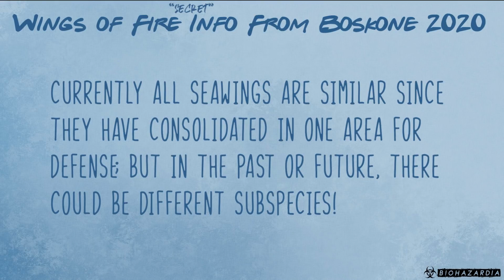For example, deep-sea sea wings could be darker in color, and sea wings living in tropical areas near coral reefs would be brighter. Tui really loved the idea of tribal subspecies.